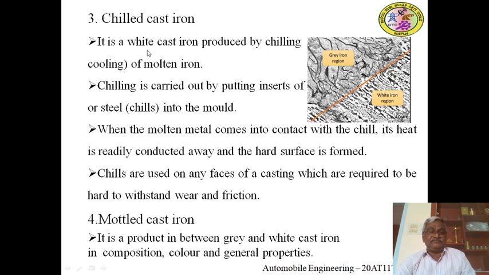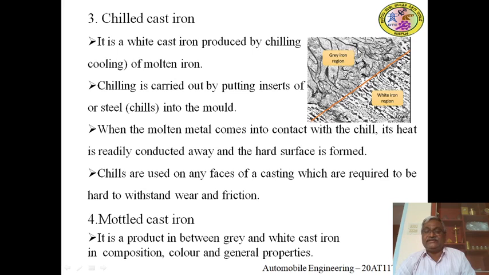Chilled cast iron. Here the microstructure of this chilled cast iron is given. This is a grey cast iron casting. In one region we have placed metal chills, which allows quick cooling, and in the same molding, another region is allowed to cool slowly. The slow cooling region has grey cast iron only.